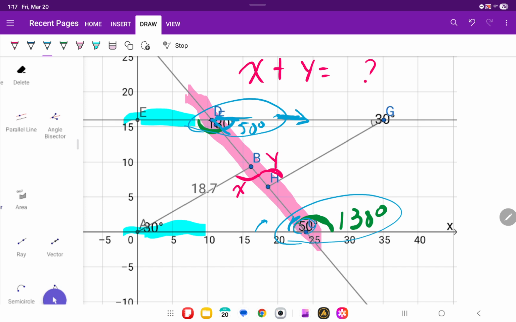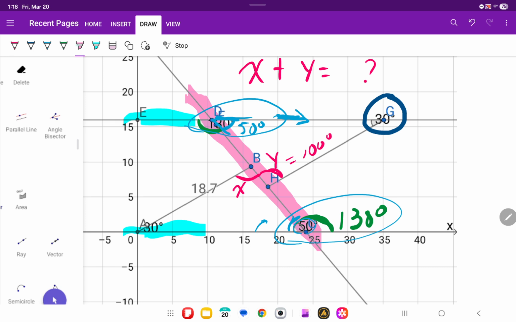So the next thing we have is that every single triangle also is equivalent to 180 degrees. So as you can see over here, let's grab this one here. This is 30 degrees. This is 50 degrees. Therefore, our angle Y must be equal to 100 degrees because we have this triangle here.